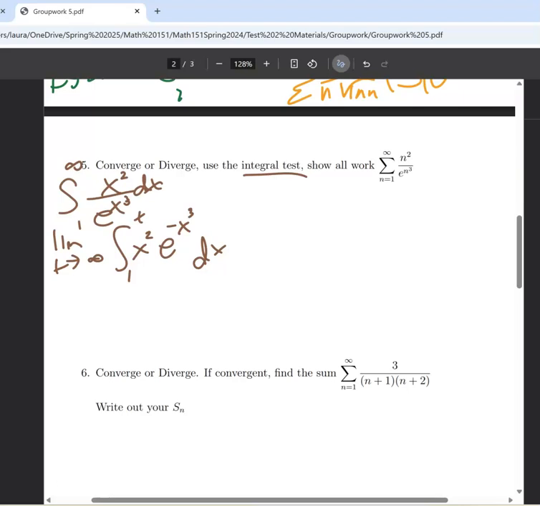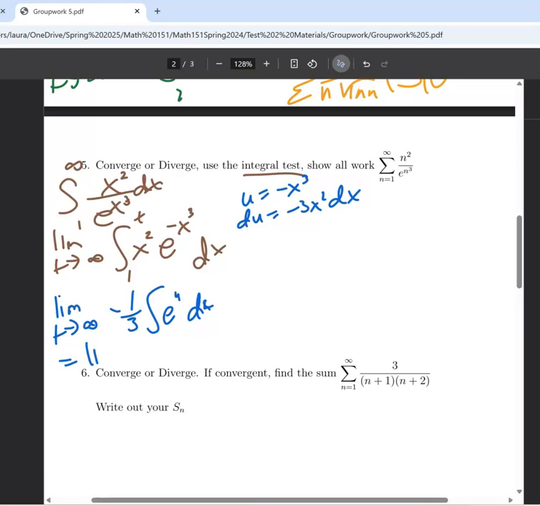You can see it, right? Let u equal negative x cubed. Du is negative 3x squared. So I would get a limit as t goes to infinity, a negative 1/3 e to the u du. Okay, let's take the antiderivative. You know, the integral of e to the u is e to the u. So I get negative 1/3 e to the u. U is negative x cubed, and I would still have from 1 to t.